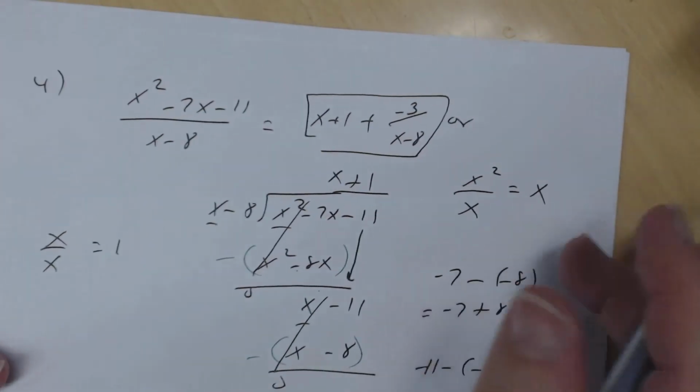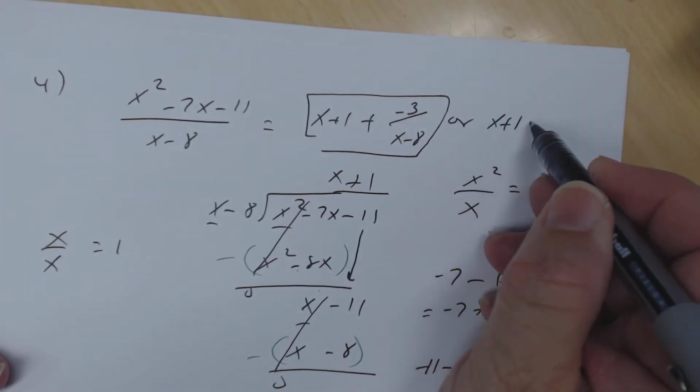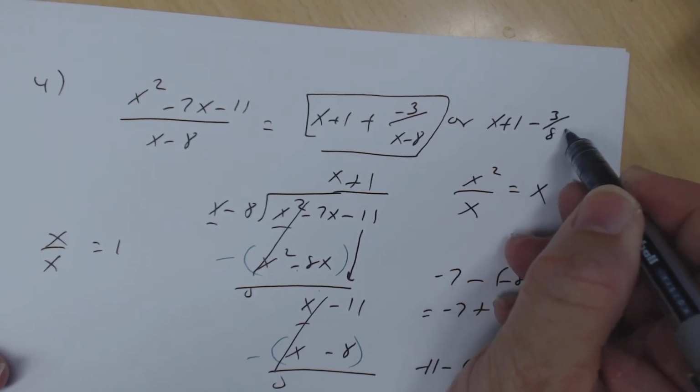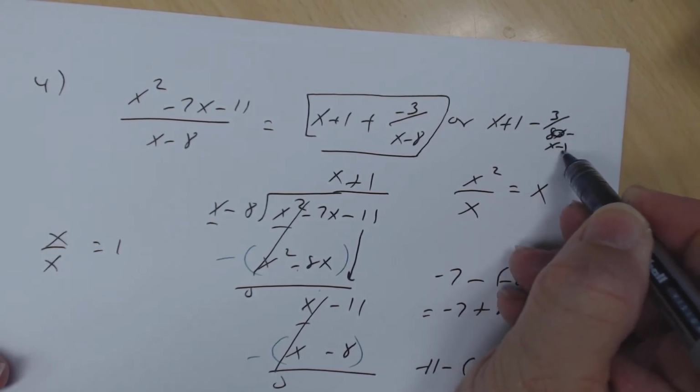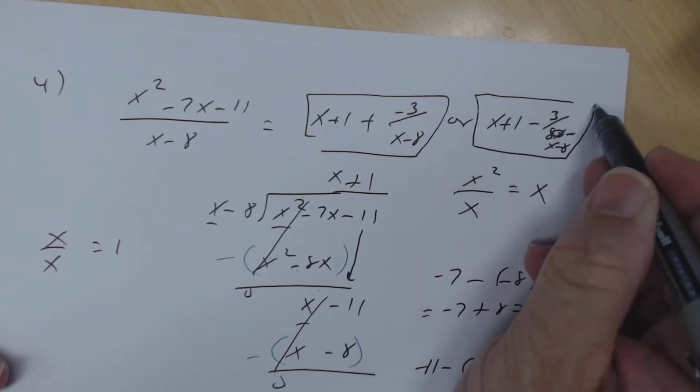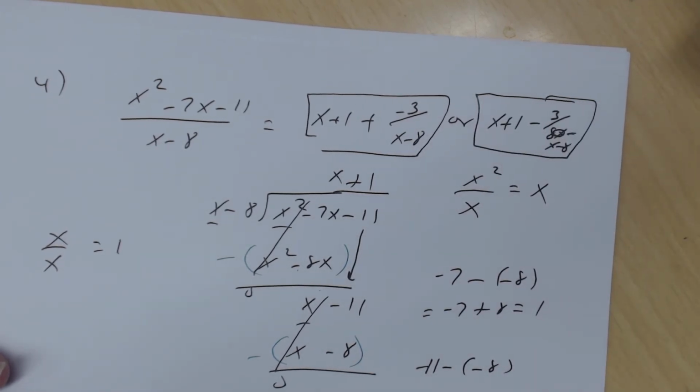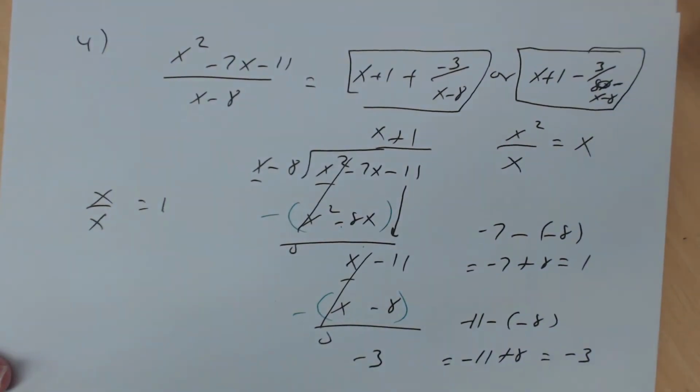We prefer, though, to write it like this: x plus 1 minus 3 divided by x minus 8. That's how we prefer to write it. All right? Okay, so that's number 4.